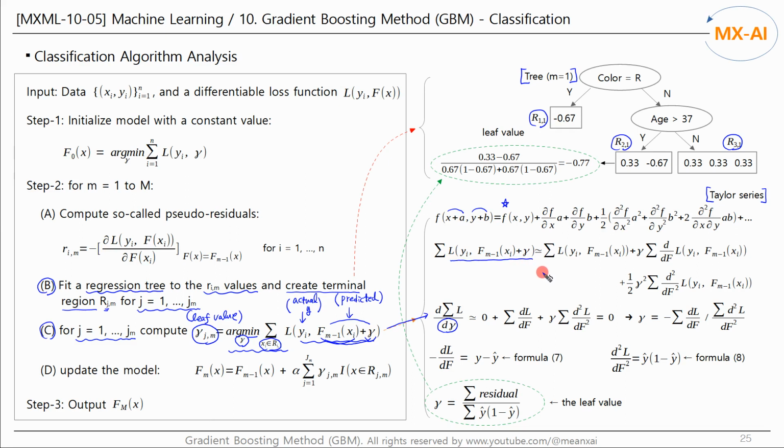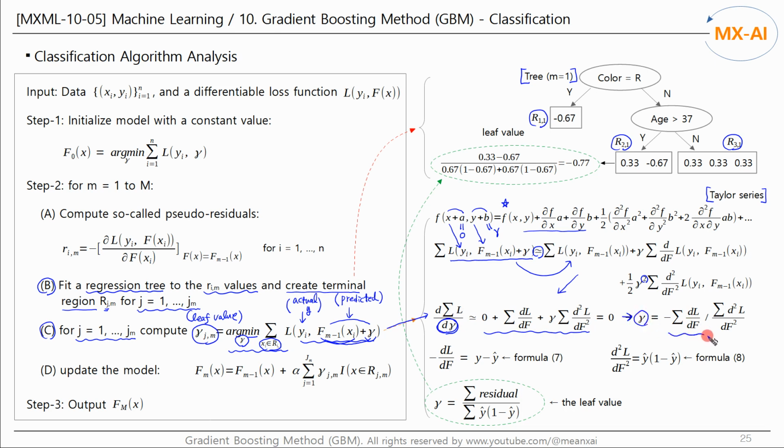The variable x corresponds to target y, and the variable y corresponds to log odds f. And a is 0. And b corresponds to gamma. Use the above equation to transform the function L into a Taylor series like this. And we use the quadratic approximation of the Taylor series. We then differentiate the loss function L transformed into Taylor series with respect to gamma. The result is like this. Solving for gamma from this equation gives the following result.